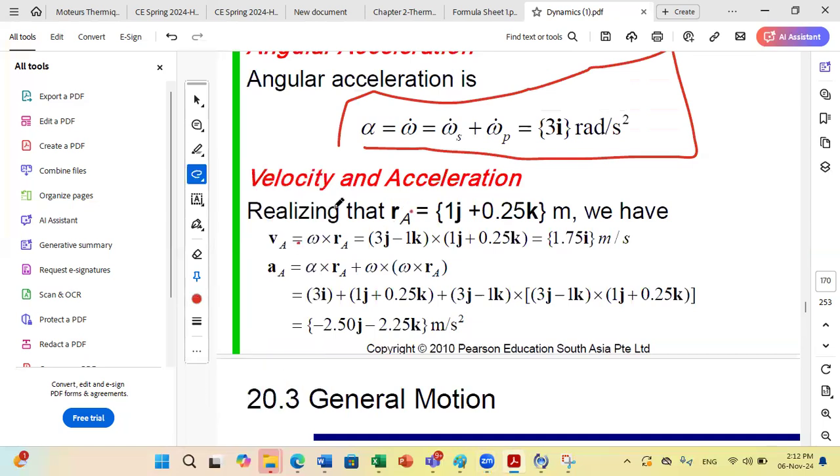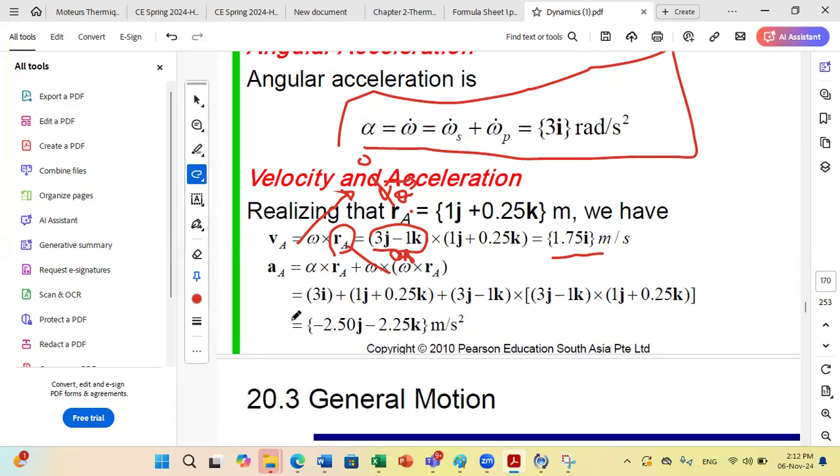VA is VO plus omega vectorial OA, where RA is vector OA. VO is 0 because O is fixed. Now vector omega total is 3J minus K as we have calculated before. Vector RA is vector OA, which is J plus 0.25K. So if we do the expansion, we get V of A.